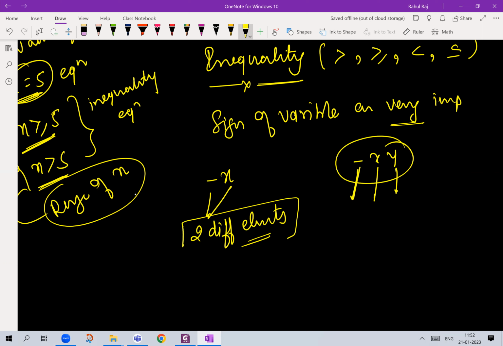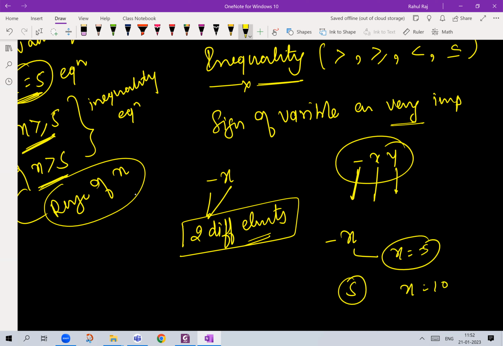So what do I mean by saying two different elements? Imagine in case of minus x, I don't know anything about the sign of x, right? Imagine if x is equal to -5, then minus x will become a positive number. Imagine if x is equal to 10, then minus x will become a negative number, that is -10. So do not at all say that minus x means x is negative. This is a recipe for disaster, a very complex problem. If these things are clear, the problem will never be complex for you. The problem gets complex for you because these small things are not clear. So never ever think that minus x means x is negative.